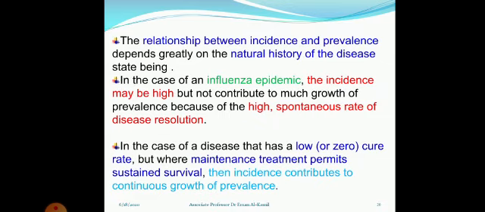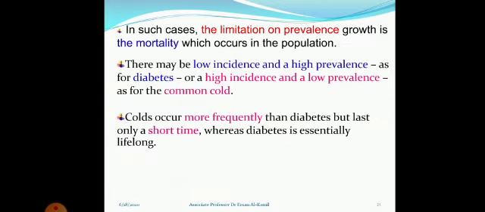In the case of a disease that has a low or zero cure rate, but where maintenance treatment or good intervention permits a sustained survival or increases life, the incidence contributes to continuous growth of the prevalence. In such cases, the limitation of prevalence growth is the mortality which occurs in the population, and there may be low incidence and high prevalence, as in diabetes, or high incidence and low prevalence, as for the common cold.